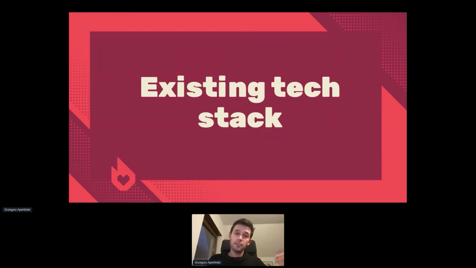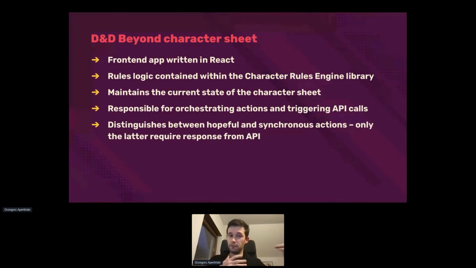So to give you more context into where we actually started when we started work on the mobile app, the character sheet, as you've seen it, is a front-end app written in React. The client depends on a JavaScript library, a separate module called the character rules engine library, and that's where all the rules sit. It also maintains the state of the character sheet. So it contains the rules, and it manages changes to the character sheet on the front end. It's responsible for orchestrating any actions you dispatch into the character sheet and triggering API calls. So it orchestrates and encapsulates the business logic behind the rules of the character sheet.